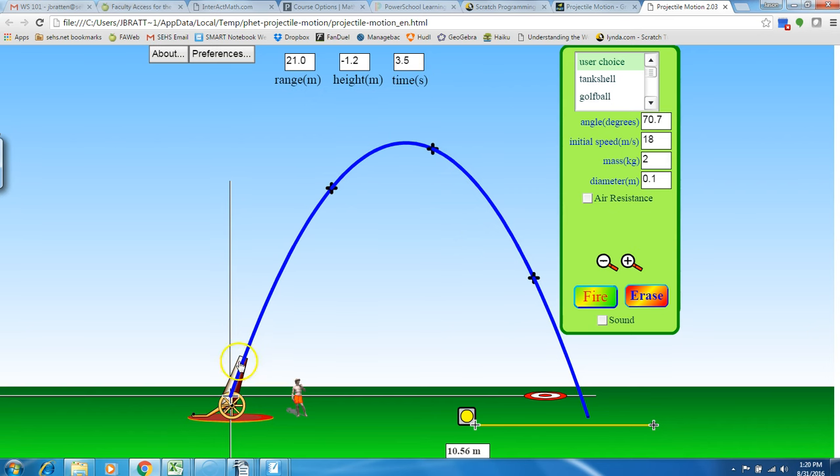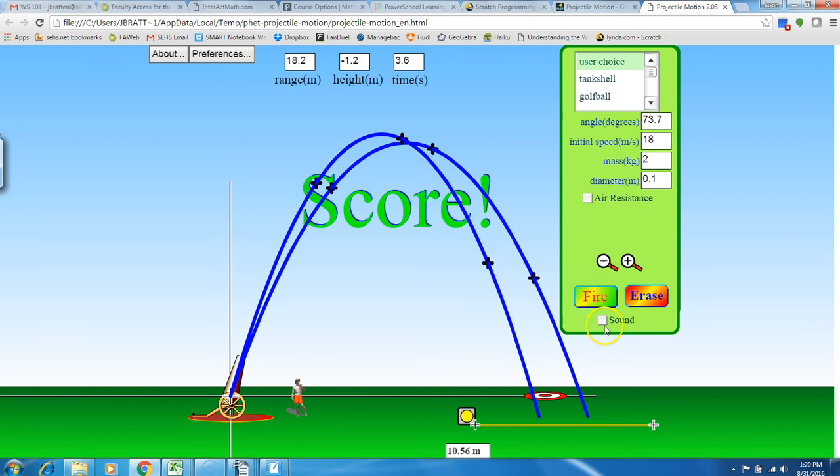Let's adjust this a little bit, try to hit our target. We're going to move it up a little bit, make that path a little bit more shallow. And I just want you to pay attention up here at what's being measured and how those things change as it goes. So there's my tank shell, there's my cannon, and there's a score. And again, you can see as it changes, it measures how far it goes in the horizontal direction and how far it goes in the vertical direction over time.